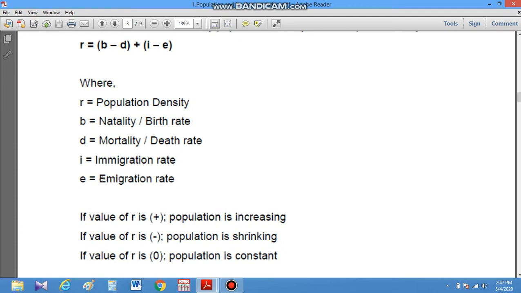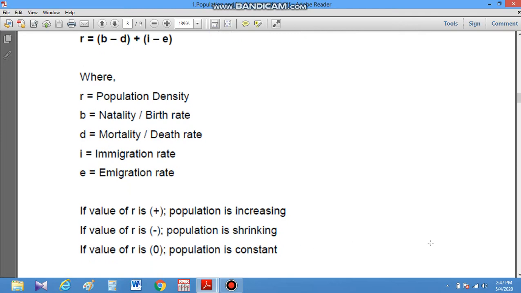And immigration is the intake of individuals into a given area, how many individuals enter the given area at a time. These factors decide the population density in a given area. If the value of R is positive, the population is increasing. If the value of R is negative, the population is shrinking. And if the value of R is 0, the population becomes constant.